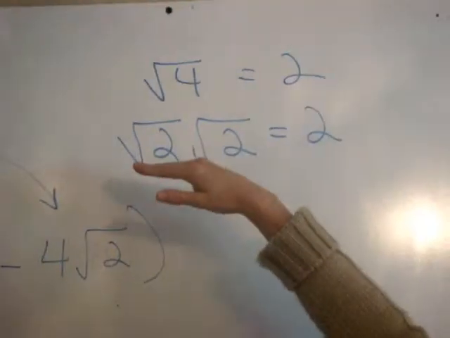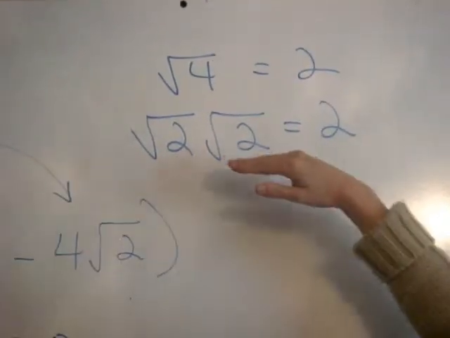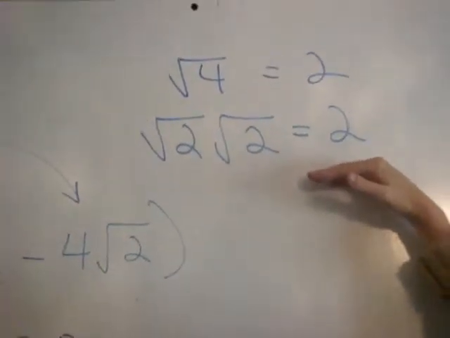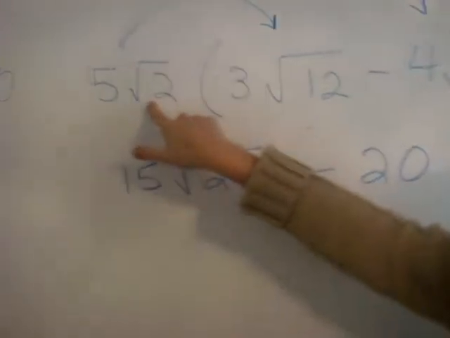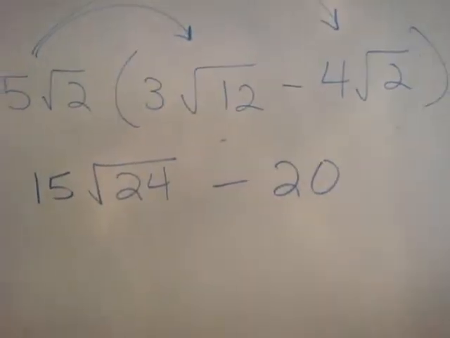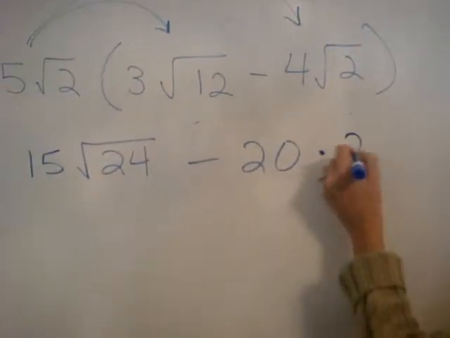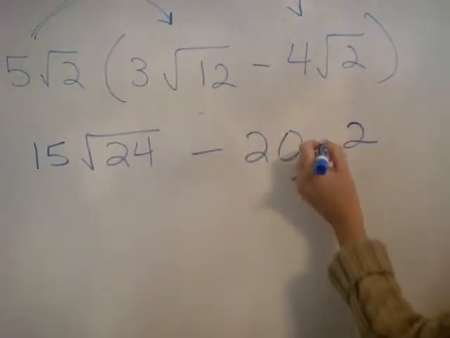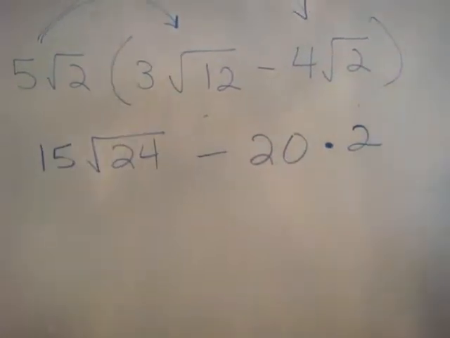But if you know the square root of a number times itself is just going to be the number itself, it'll save you a lot of steps. So here we have the square root of 2 times the square root of 2 is simply 2. 4 times the square root of 2, these are multiplied together.